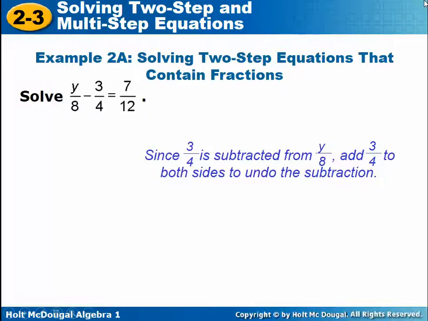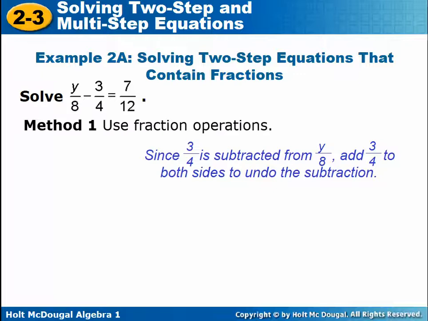All right, so let's see what we got going here. We have y over 8 minus 3/4 equals 7/12. So it's a little bit long and there's a bunch of fractions in it. We have two different methods to solve this. We can say, all right, here's the y. Here's my variable. It's being divided by 8, and then 3/4 is subtracted from it. So my first step could be adding 3/4 to both sides.